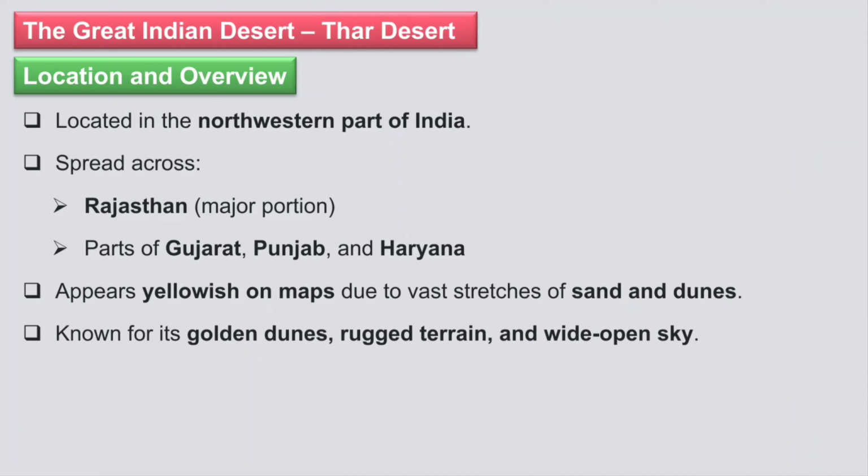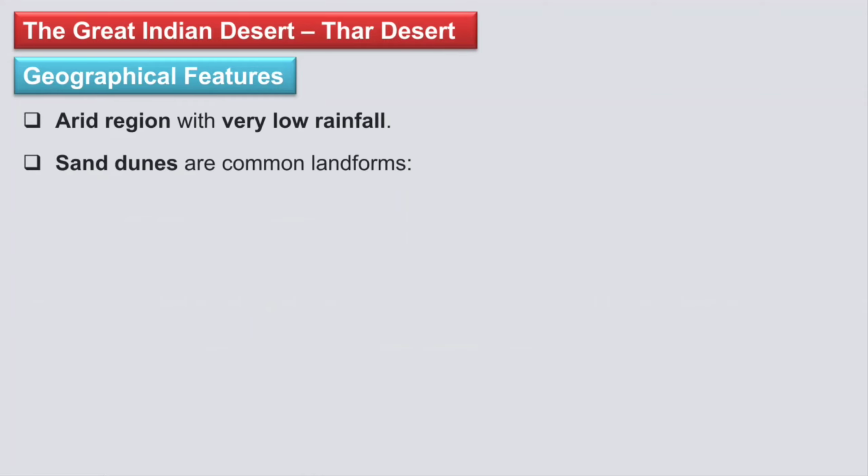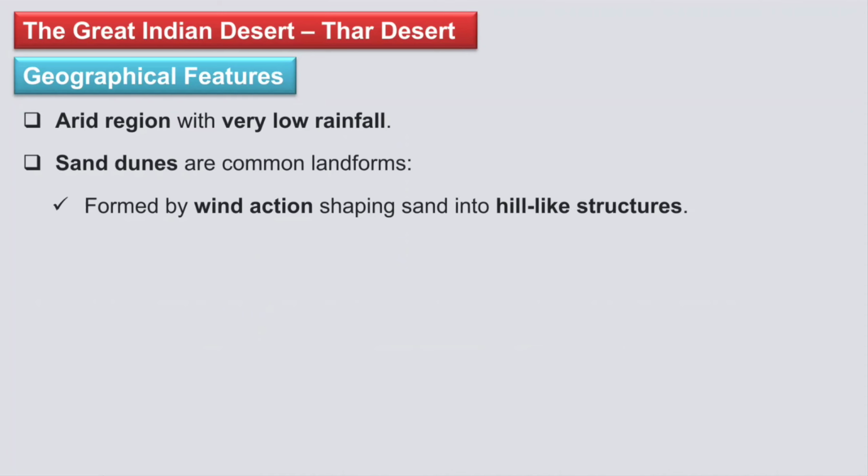Why wide open sky? Because it is a flat, plain area with no mountains, only sand everywhere, so it is an open sky. Now the geographical features: an arid region, very dry, with very low rainfall. Sand dunes are a common landform there, formed by wind action, shaping sand into hill-like structures. The image I have just shown you, you can see in your book as well. Due to the direction of the wind, these sand dunes are formed, taking the shape of a hill.